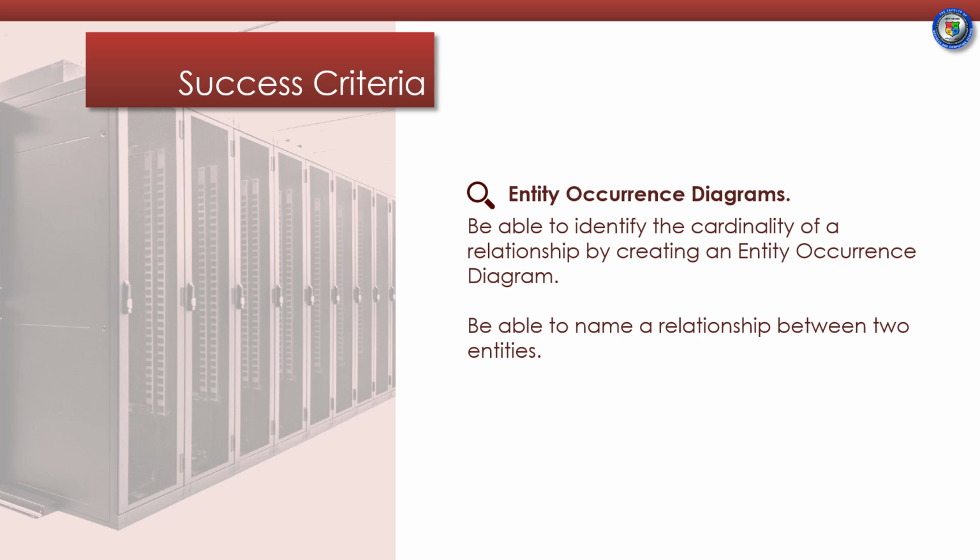As always, we have some success criteria, and for today's lesson it is as follows. We'll be able to identify the cardinality of a relationship by creating an entity occurrence diagram. We'll be able to name a relationship between two entities.